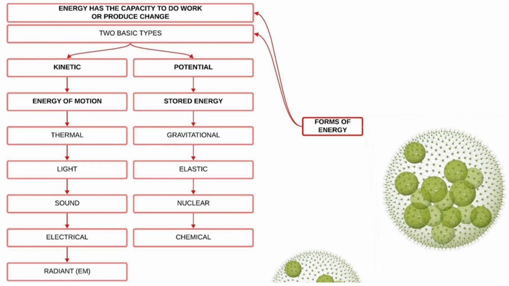The definition of energy is: energy has the capacity to do work or produce change. And there are two basic types: kinetic energy and potential energy. Kinetic energy is the energy of motion and potential energy is stored energy.